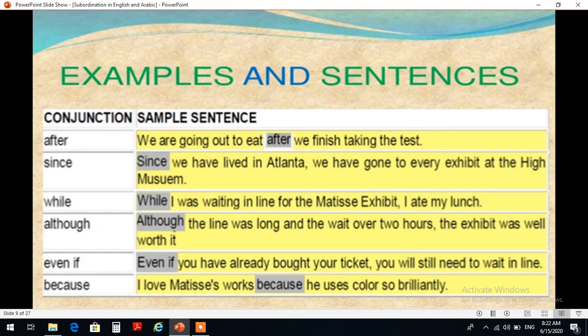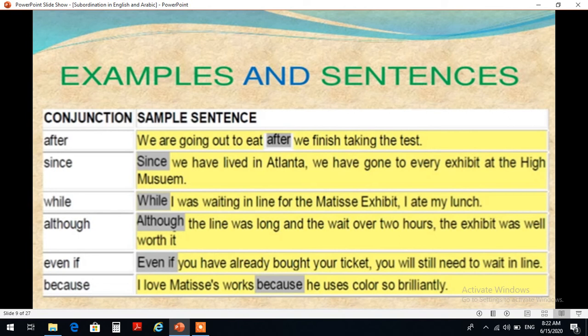Even if you have already bought your ticket, you will still need to wait in line. Here we have a conditional subordinating conjunction. I love Matisse's works because he uses color so brilliantly. Again, we have the subordinating conjunction because.